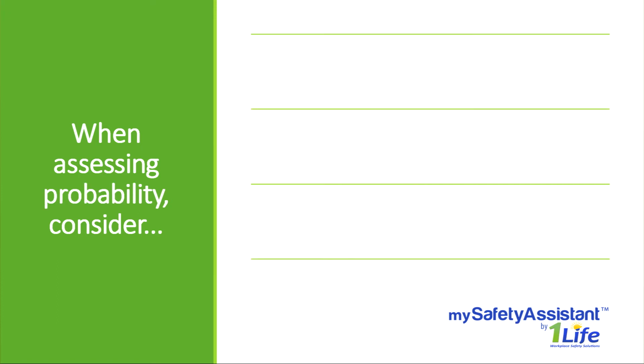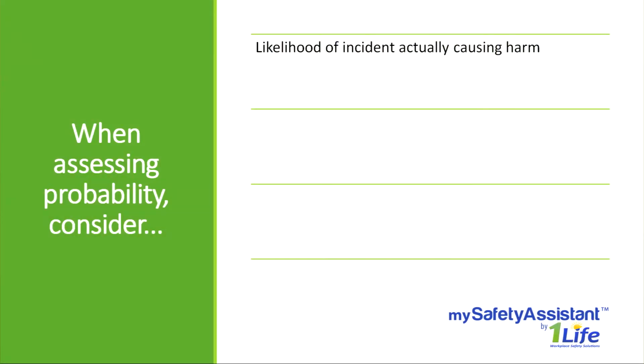When it comes to probability, there are also some factors you want to be considering. First, the likelihood of the hazard actually causing harm. If I fall 4 feet to a grassy surface, what's the likelihood of me actually being hurt? Versus if I fall 6 feet to a concrete surface, what's the likelihood of me actually being injured? You can look at the frequency of exposure to the hazard. How often are we exposed to this hazard throughout the day certainly impacts the probability of it happening.